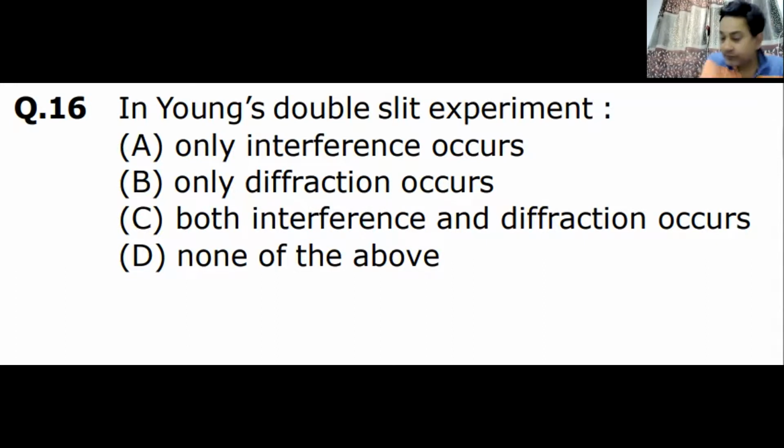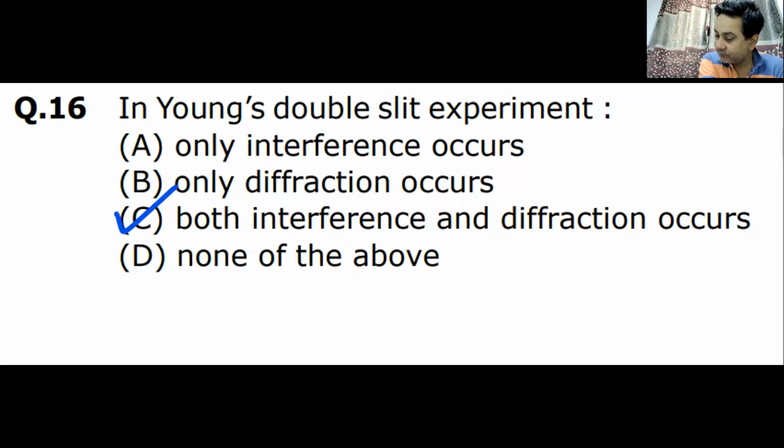C, C for camel. Both interference and diffraction occurs. When we produce those two coherent sources, it is produced by the phenomenon of diffraction, and after that, interference happens. So it is an example of diffraction as well as interference. A very important point that you must remember. I already told you in the class.